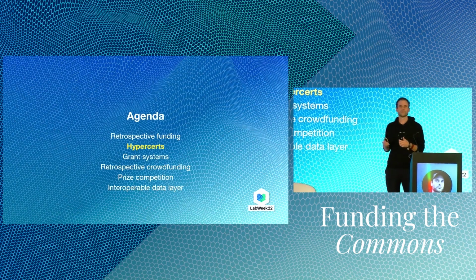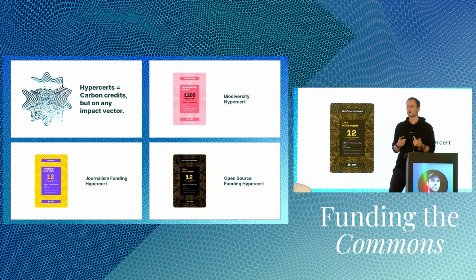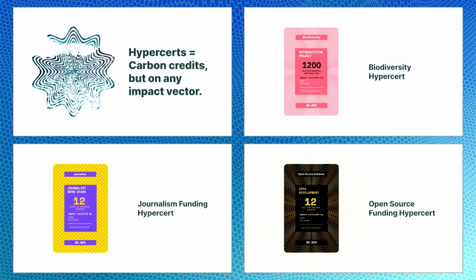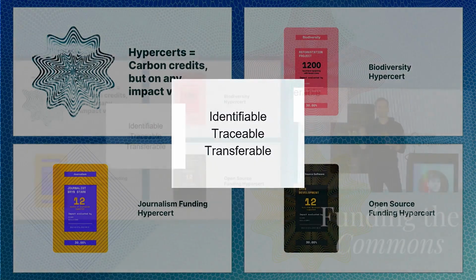What does that have to do with Hypercerts? Well, Hypercerts are something like carbon credits on any impact vector. So we can think of it on biodiversity, journalism, or for open source funding. And carbon credits is not a perfect system, as we probably all know, and currently there are a lot of efforts to make this better. But what we really want to do with this is have this object that really identifies the work that we expect to be impactful. So we make this work identifiable, traceable, and transferable.